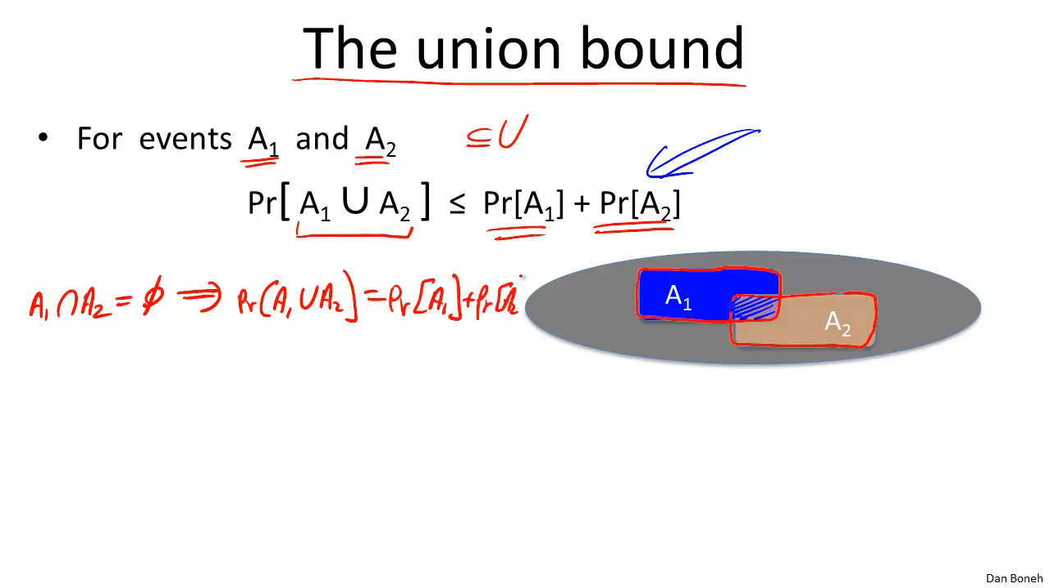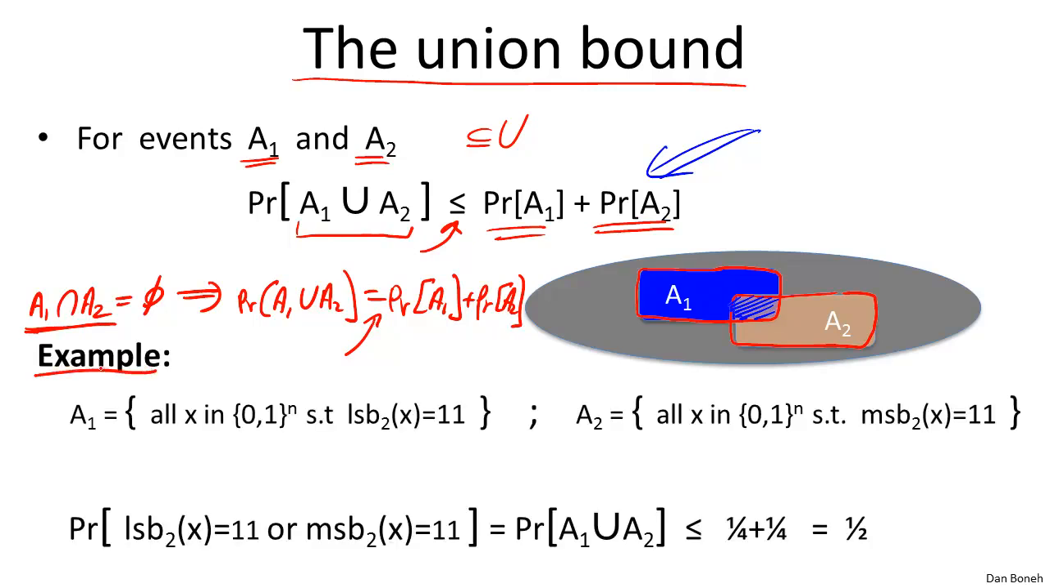Okay, so we'll use these facts here and there throughout the course. So just to be clear, the inequality holds always, but when the 2 events are disjoint, then in fact we get an equality over here. So let's look at a simple example.